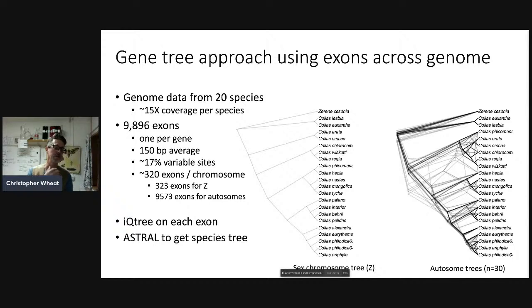I initially built chromosome level species trees. So for each one of these exons, I built a gene tree, and then I brought those together within a chromosome to build a chromosome species tree, if you will. On the left, you see that for the Z chromosome. On the right, you see that for the 30 autosomes within Colias. And you can see there's a lot of alternative trees at the chromosome level across these different species. Each gene tree was built with IQ-TREE, and I got the species tree using the latest flavor of ASTRAL.